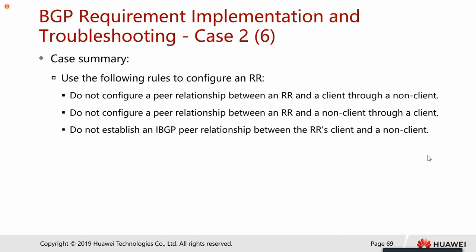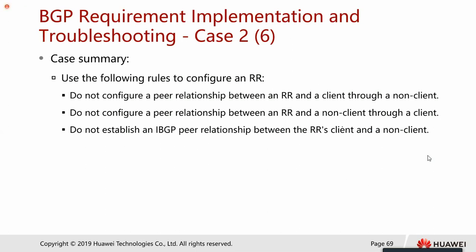Okay. So for this case summary, they say: do not configure a peer relationship between an RR and a client through a non-client, and do not configure a peer relationship between the RR and the non-client through a client. And do not establish an IBGP peer relationship between the RR and client, and between an RR client and non-client. Okay, so that is what you need to be aware of, that you should not have this.